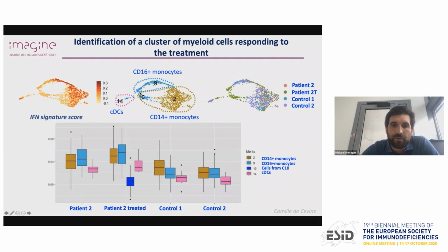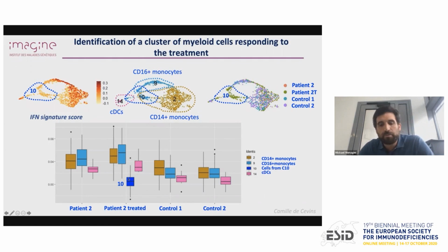What's interesting is that clusters 14, 9, and 2 are composed of cells coming from the 4 samples, patient and healthy controls, and they're clustering together because they belong to the same cell type. Whereas cluster 10, here in the middle, is composed of dendritic cells, CD16 and CD14 monocytes, but all cells belong to the patient after treatment. This means the cells are clustering not based on their cell types. But when we looked at the interferon score signatures, cluster 10 seems to be the cells where, after treatment, the myeloid monocytic cells have decreased type 1 interferon.